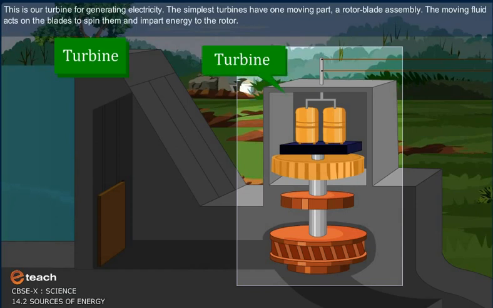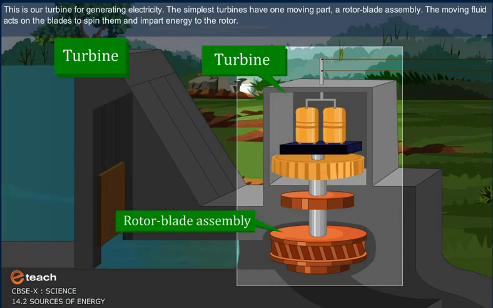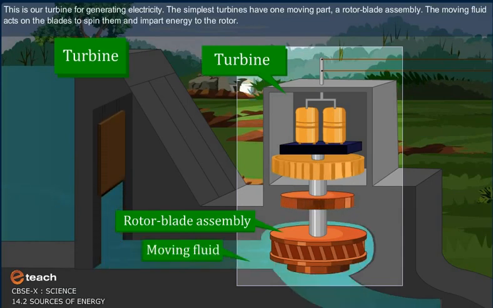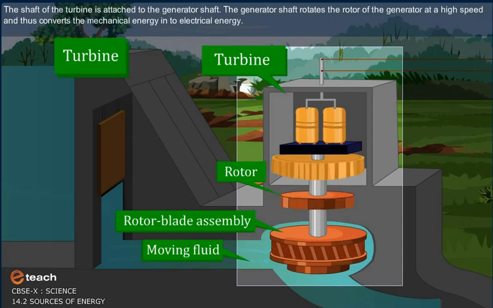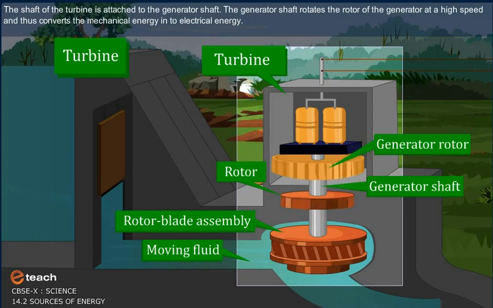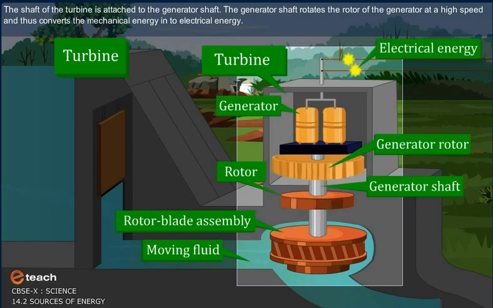This is our turbine for generating electricity. The simplest turbines have one moving part, a rotor blade assembly. The moving fluid acts on the blades to spin them and impart energy to the rotor. The shaft of the turbine is attached to the generator shaft. The generator shaft rotates the rotor of the generator at high speed and thus converts the mechanical energy into electrical energy.